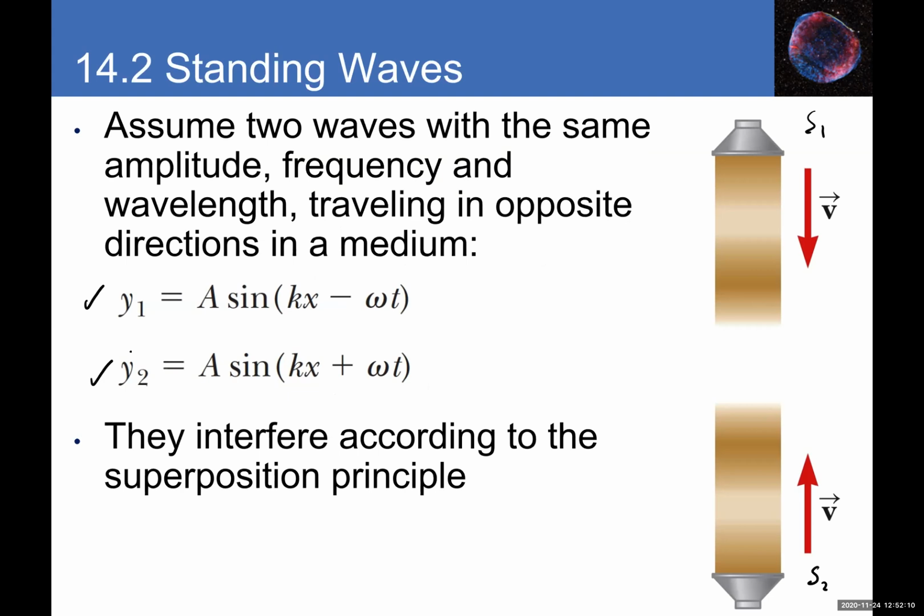What we have to do here is basically add them together. So y1 plus y2 is equal to y resultant. That means y resultant is equal to a sin(kx − ωt) plus a sin(kx + ωt). The plus means that this wave is moving in the opposite direction compared to the first one.